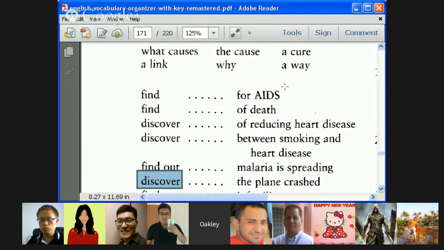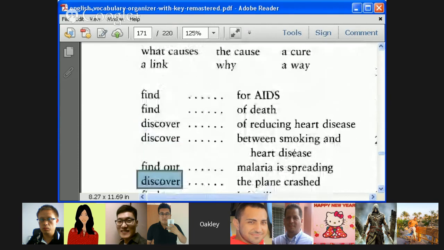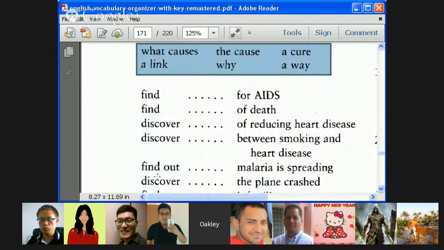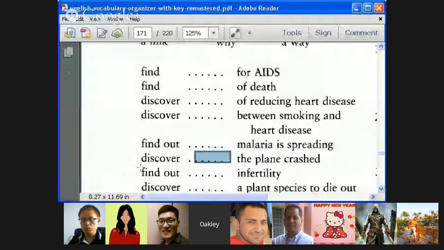You might have to use answers more than once here, because we only have 6 answers and we have 8 questions. So you may have to use one of these again. Why? Discover why the plane crashed. Absolutely. There's a lot of that going on on Earth nowadays. Next one.